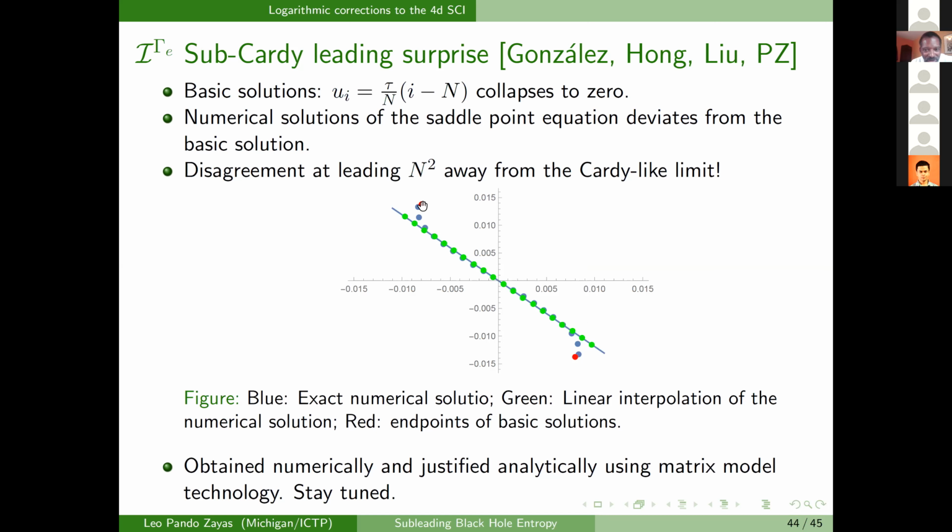The solution for the beta ansatz was a line between these two red dots. I didn't draw it because I didn't want to overcharge this. But it is certainly not the green line, which is the best approximation to the actual numerical solution of the elliptic gamma approach. That leads to a disagreement at the n squared level. This is a leading order disagreement between the beta ansatz approach and the elliptic gamma function approach. As soon as you move away from the Cardy limit, you get an n squared correction.